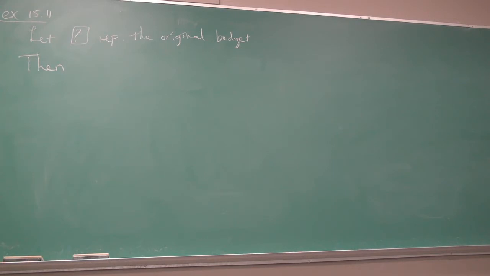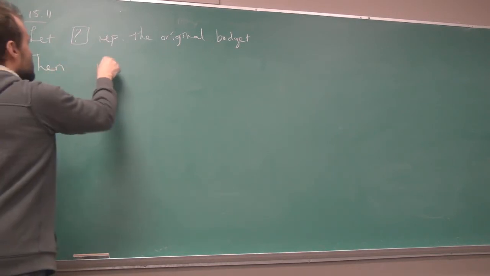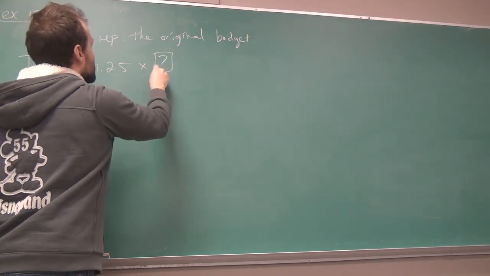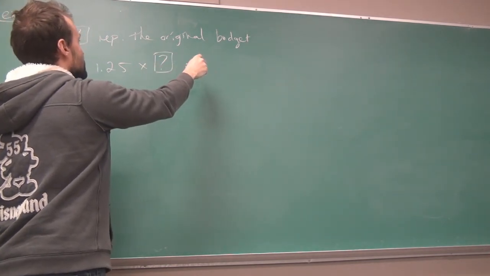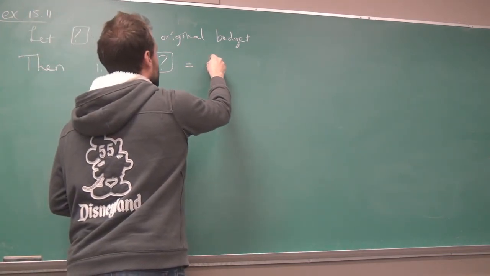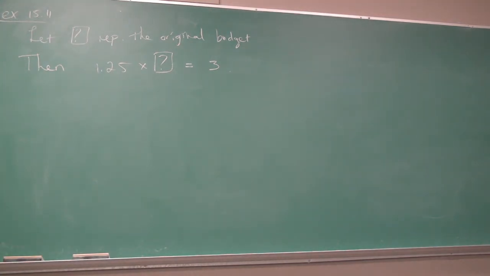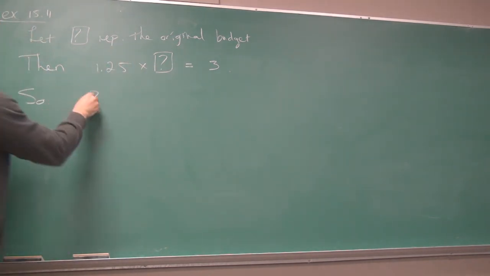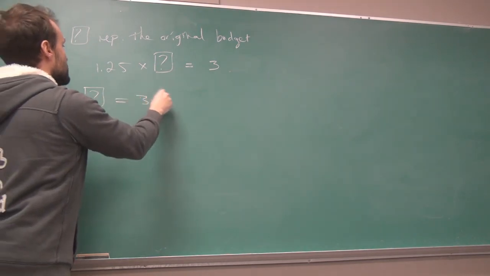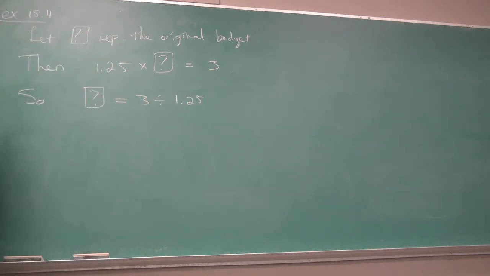Question mark times 1.25 equals the 3 million, or just 3 for now? Everyone happy with that? I just put the decimal in front for consistency. Doesn't matter. If you have them flipped around, doesn't matter. So I have a mathematical sentence that is a multiplication sentence that I can rewrite to a division sentence as 3 divided by 1.25.